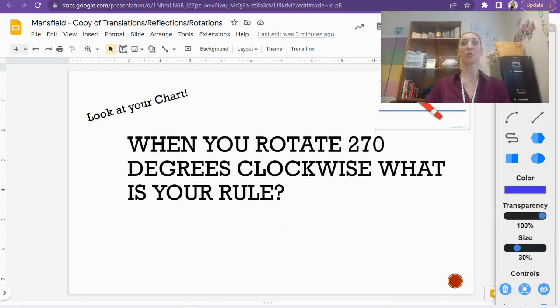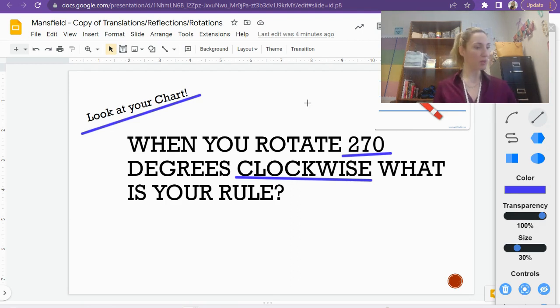Number 2. When you rotate 270 degrees clockwise, guys, now I'm talking about 270 degrees clockwise. Look at your chart. You don't need to memorize the individual ones. You memorize the chart, right? Okay, clockwise. I'm looking at my chart. Clockwise, 270. Over here, let's see if we have the same thing. I have negative y, positive x.